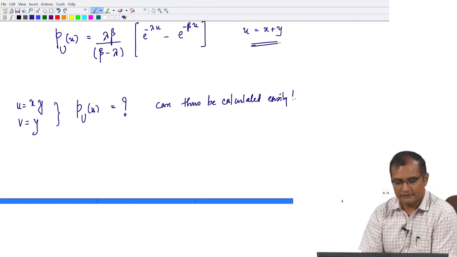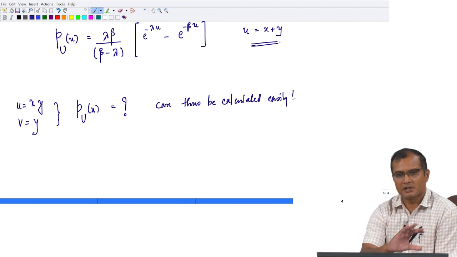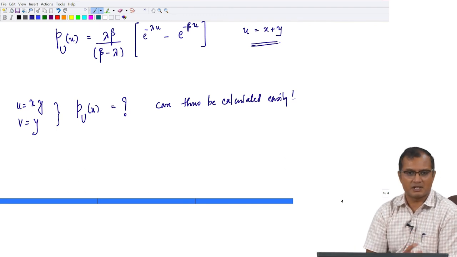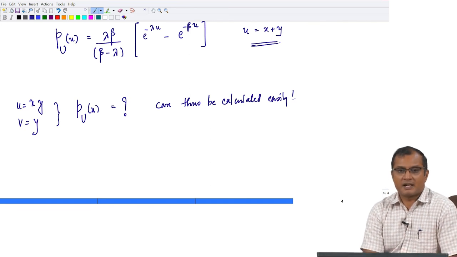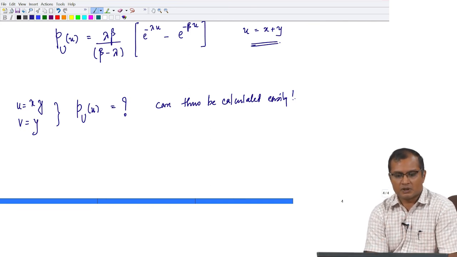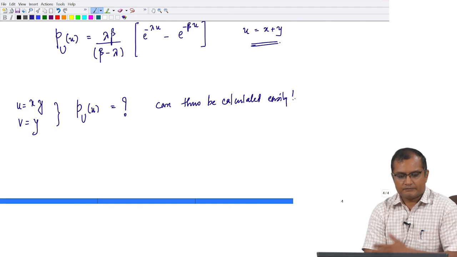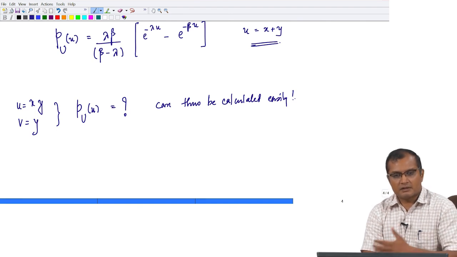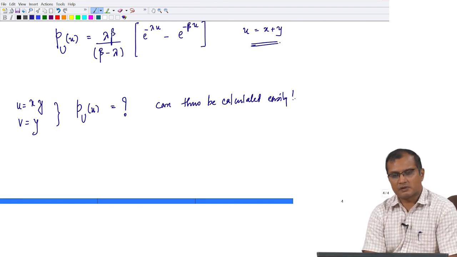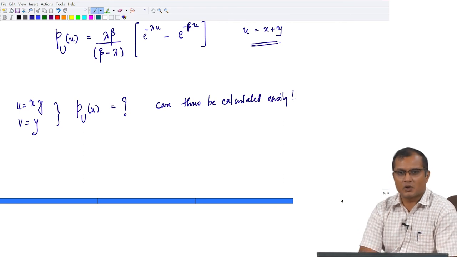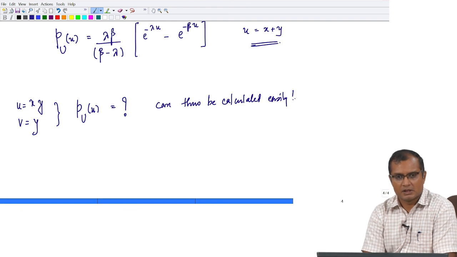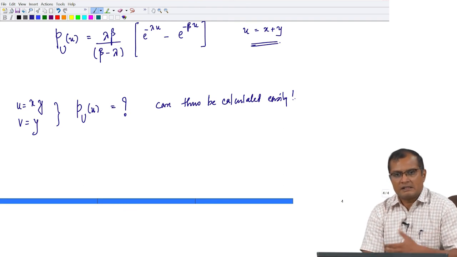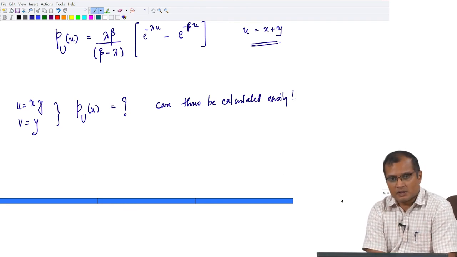In the assignment we will get some problems that will use different distributions. We have taken the example of the exponential distribution. You can generalize this method to compute other distributions as well. So you can take x and y that are normally distributed and comment on how x plus y is distributed, x into y is distributed, or x upon y is distributed.